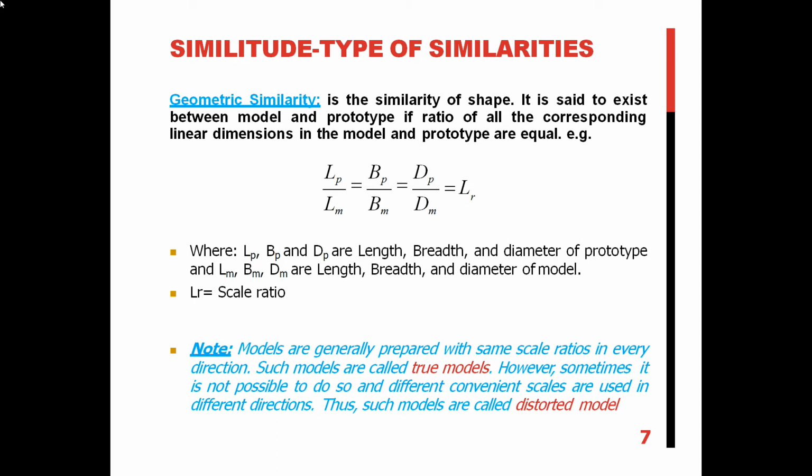For example, here we have taken L, B, D, which is length, breadth and diameter, and P represents prototype and M model, and R the scale ratio. So it is said that the geometric similarity will exist if the ratios of all the linear dimensions in the model and prototype are equal.